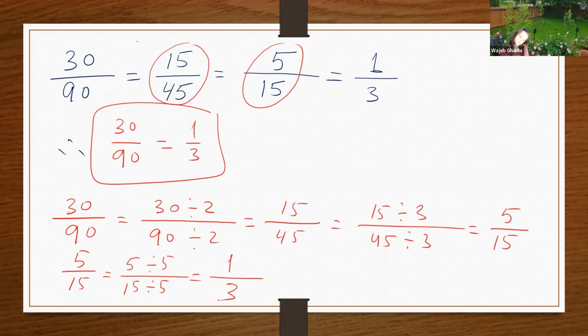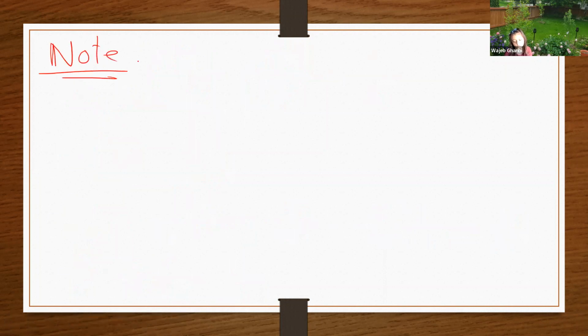Is there another method to do that faster? Yes. Is there any other method to do that faster? What is the fastest way? Dividing numerator and denominator by their GCF. So this is a very important note. What is the note, Maria? Tell me. The fastest way is dividing numerator and denominator. Okay, read it again.